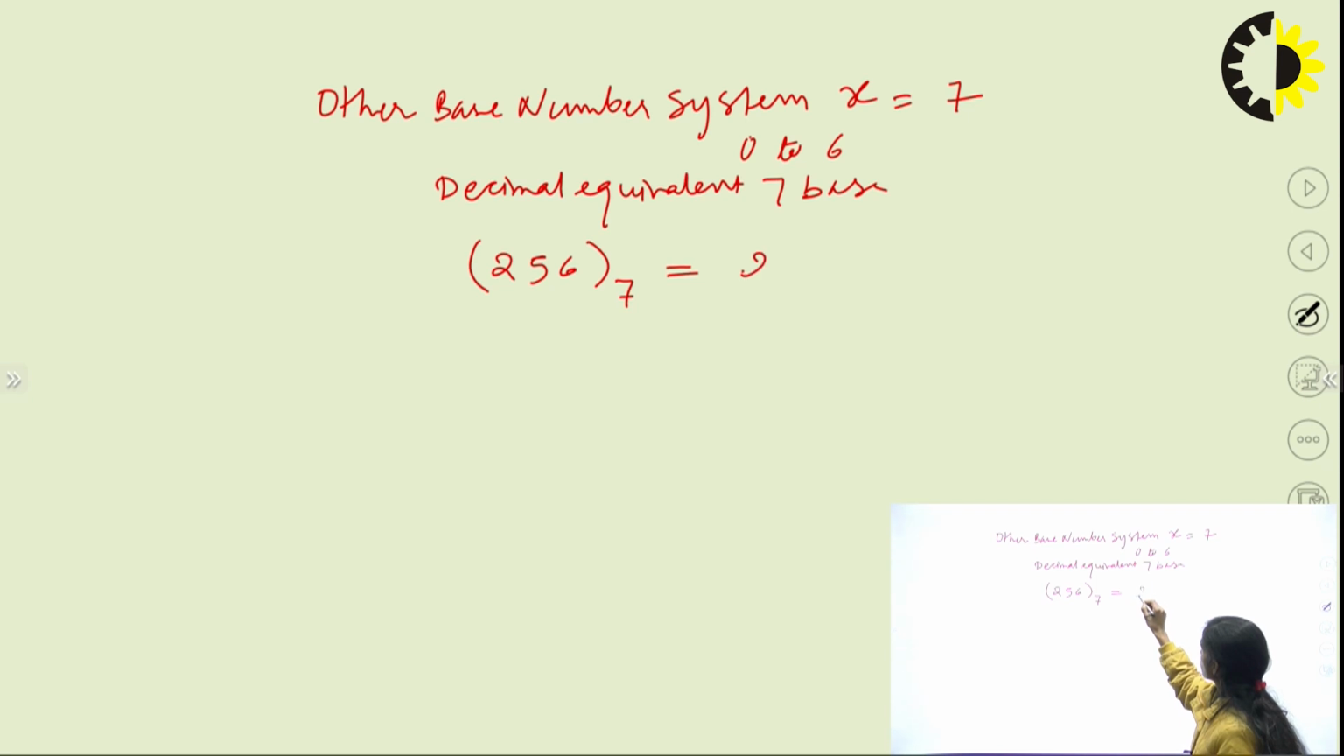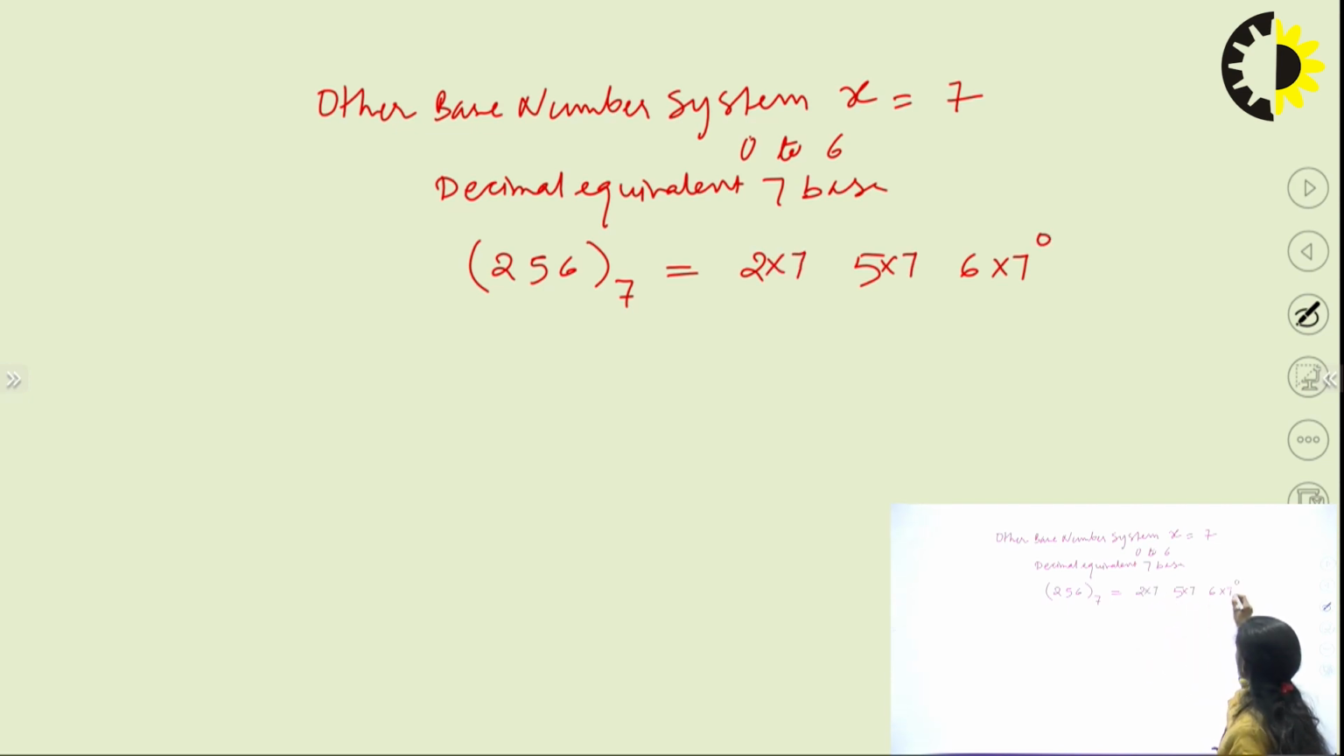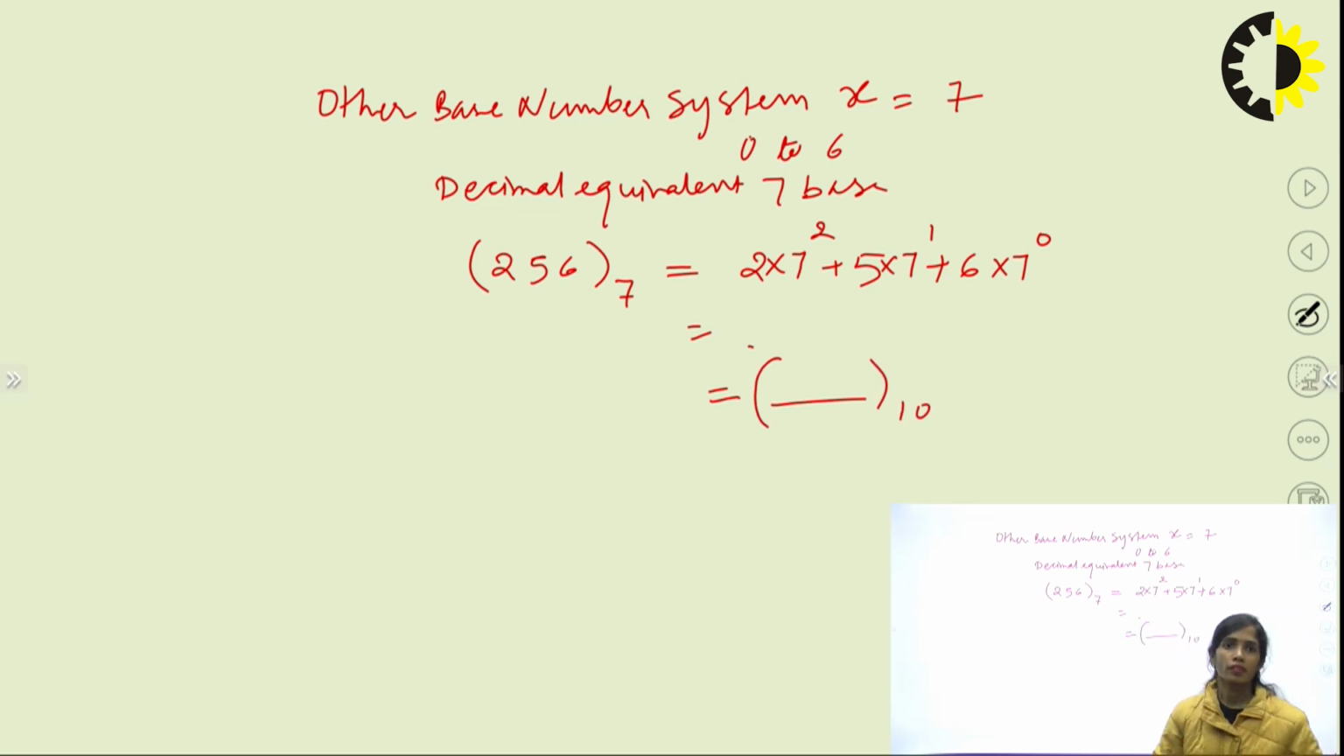These numbers 2, 5, 6 will be multiplied with their positional weightage in the 7 base system, and the positional weightage is taken from 0, 1, 2, and after that this will be added. So the final number we will get after addition is the value equivalent to the decimal number. So in this way, other base systems can be calculated.